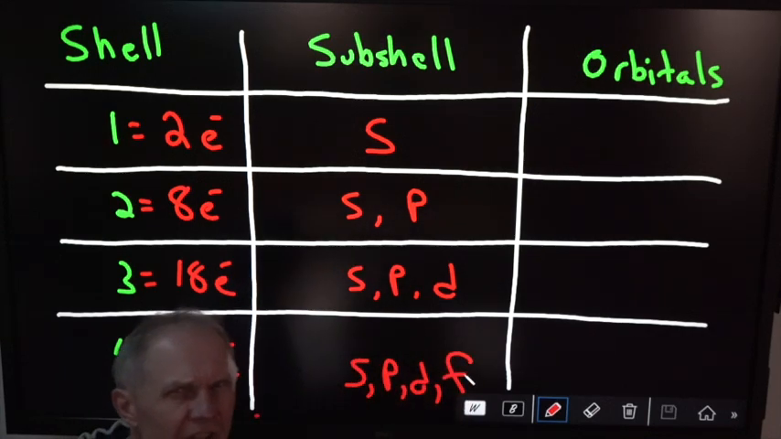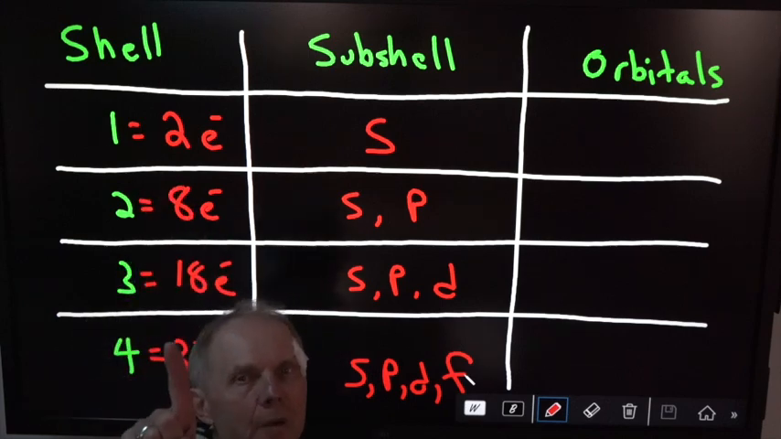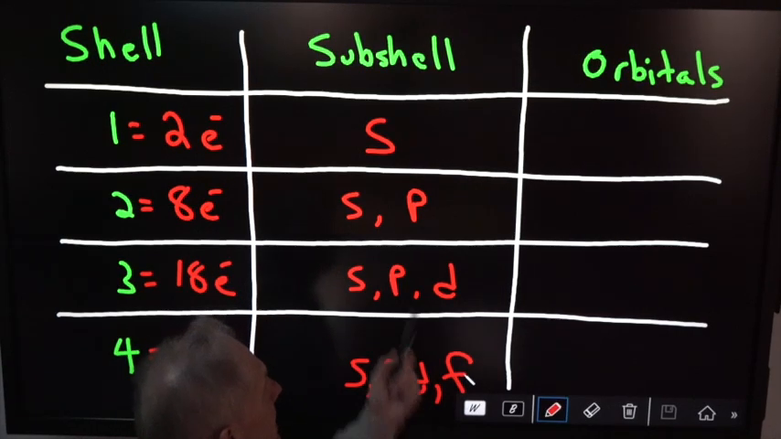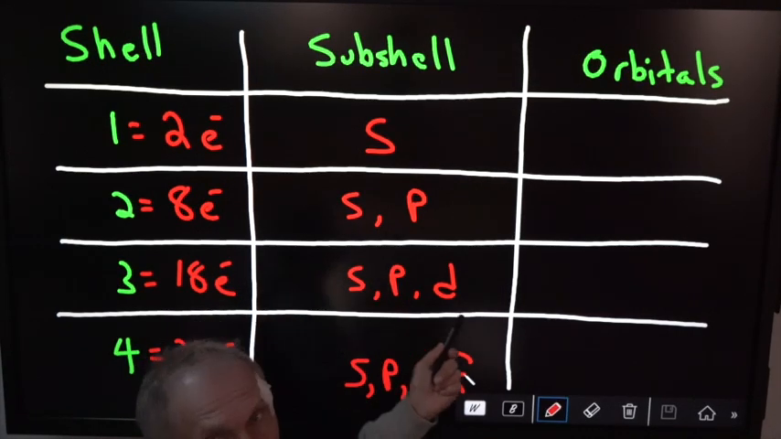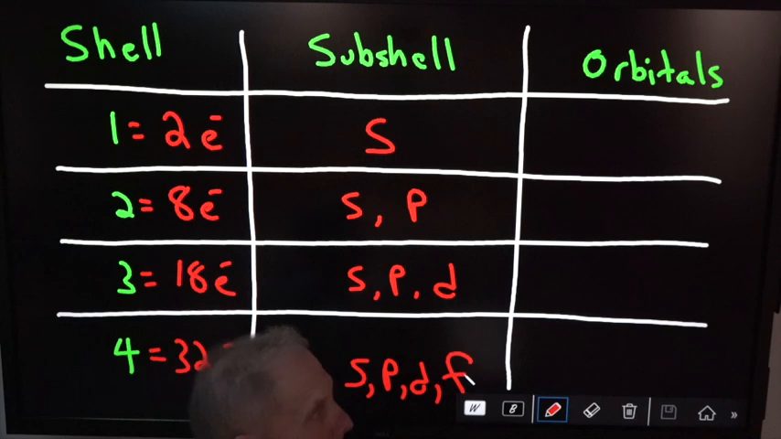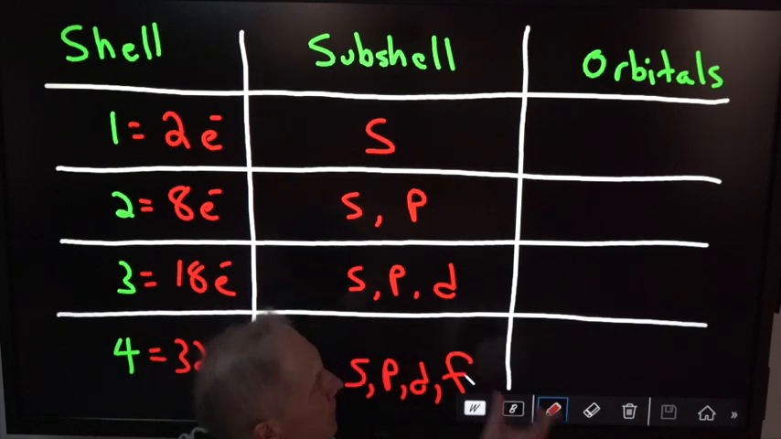So watch how easy this is. In the first energy level, we have 1 subshell, S. Second energy level, 2 subshells, SP. Third, we have 3, SPD. Fourth, we have 4, SPDF. Now, what the heck is this orbital stuff? Here's the deal about orbitals. We're going to write it down later on, but we might as well figure it out right here.